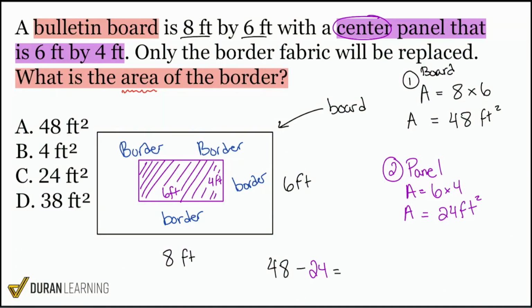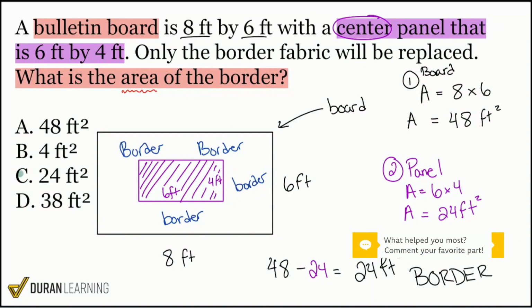Everybody, what's 48 minus 24? Yeah, 24. And there we are. That is going to be 24 square feet that's left for the border, and that's exactly what we wanted. And that's why the correct answer here, my party people, was answer choice C. We took out that center panel, only leaving the border. And there we are.